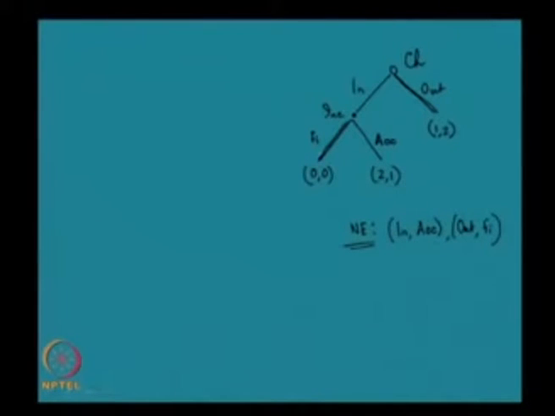From the point of view of the challenger also, as long as the incumbent is choosing fight, the challenger is better off by choosing out, because if he gets in, there will be a fight, in which case the challenger will get 0. So it is better for him to choose out and get 1.